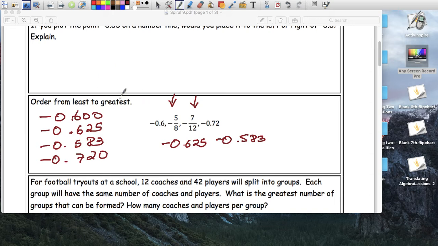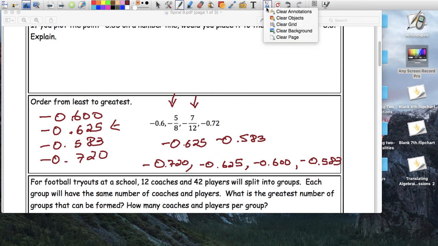So from least to greatest, because they're negative, the bigger the number, the smaller its value. So this would be in first place, -0.720. In second place, or the second smallest, would be this guy, -0.625. And then we're going to get -0.600 or -0.6. And finally, the biggest number would be -0.583. Okay, from least to greatest.